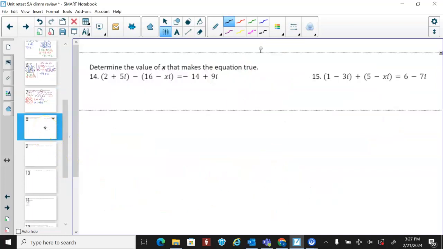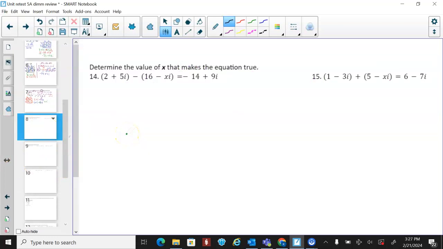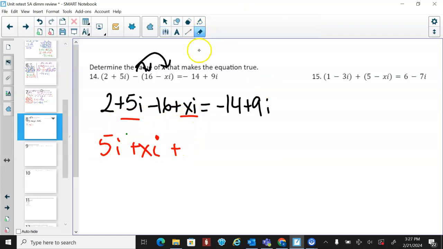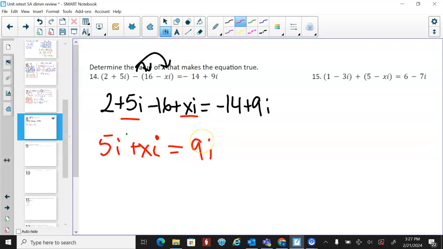All right. Now we're solving for x. Okay. So again, you have to distribute first. So I'm going to rewrite it as 2 plus 5i minus 16 plus xi, which has to equal negative 14 plus 9i. Again, I'm only going to pick the i parts. So I get 5i plus xi equals 9i, right? So I'm going to just solve for x.